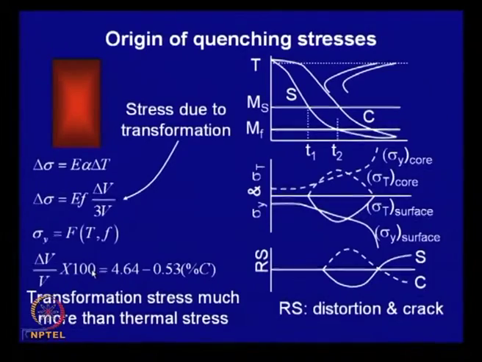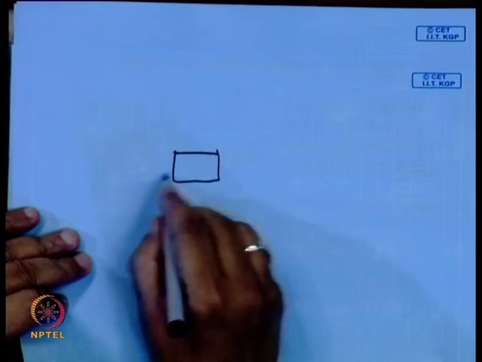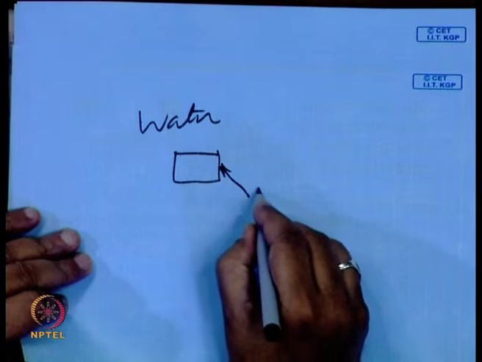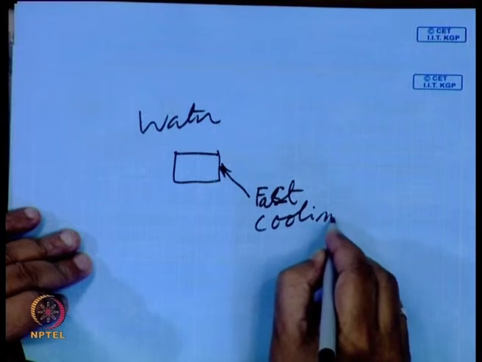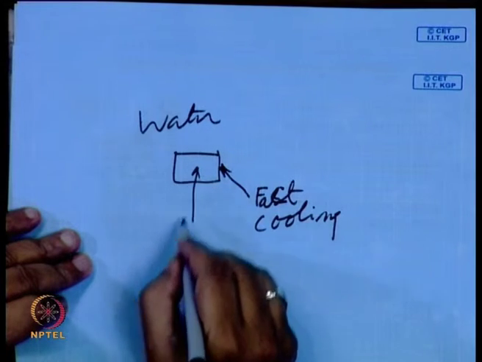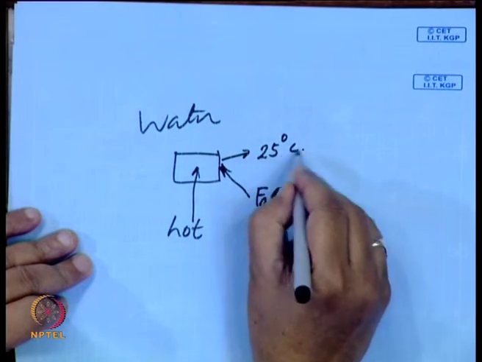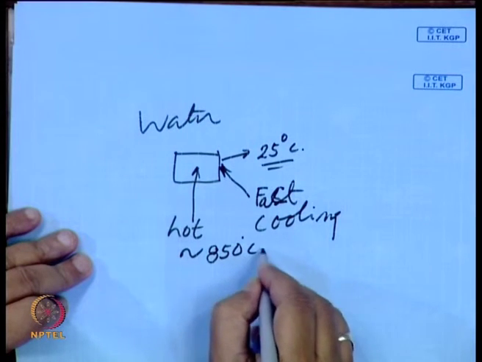Now, because of this process of volume change, both superimposed with the temperature difference, often when you give a heat treatment, particularly when you are quenching a job in water, this portion cools very fast, but inside it still remains hot. The surface will possibly come to the water temperature, maybe room temperature, 25 degrees centigrade, but the inside still remains hot, maybe close to 850 degrees centigrade depending on the carbon content.